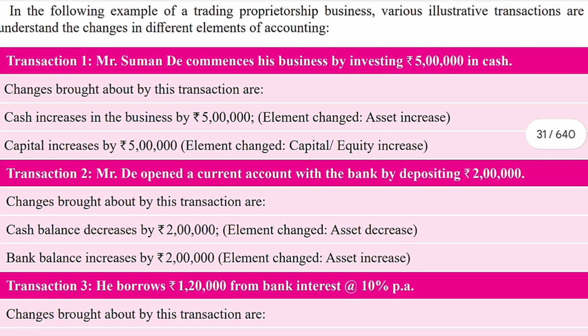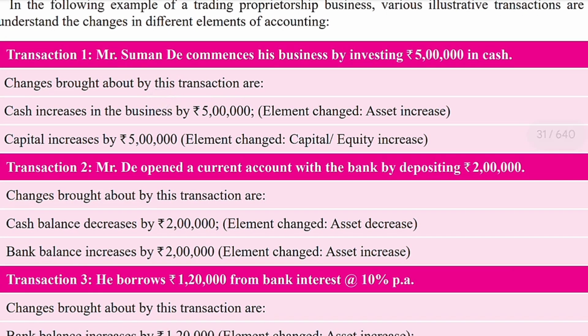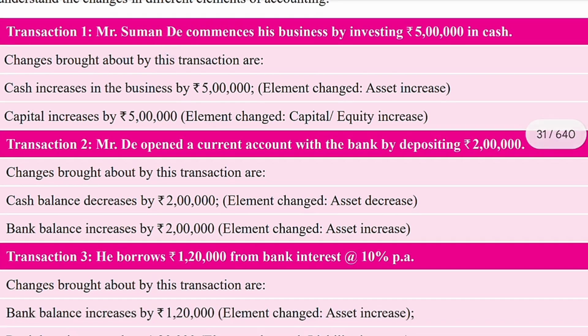We know how we are going to pass a journal entry, right? Because cash is an asset, and the asset is increasing, what we have to do? We have to debit. And capital is also increasing, what we have to do? We have to credit. So the journal entry will be cash account debit to capital account, amount 5 lakh. That is exactly what they are telling, but it is not in the form of a journal entry. So cash is increasing, asset is increasing, and capital is also increasing because he's bringing the capital in the form of cash only.